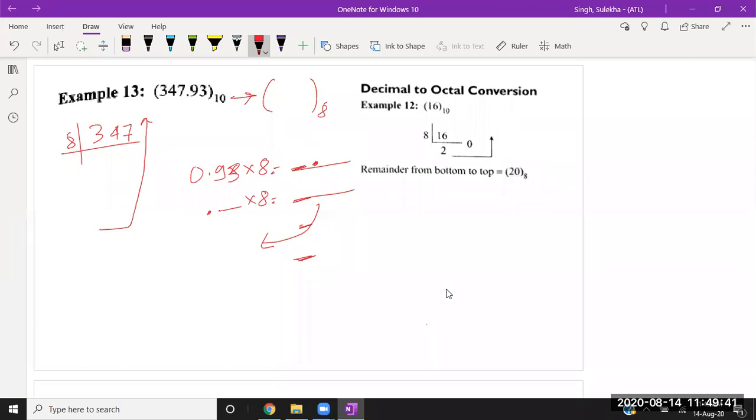Do I need to solve this one? Is there anyone who wants the solution for this one? Anyone? Okay, some of the students want the solution. Okay, Pawan, I am giving the solution for this one.